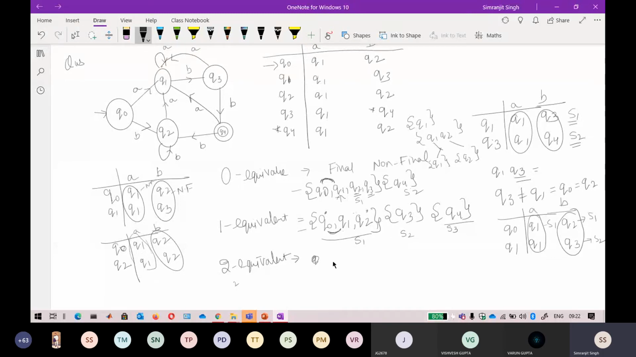So I cannot place Q0 and Q1 together, which is why I have broken the set, but I have to place Q2. Where I place Q2 depends upon the equivalence property. First I will check with Q0. If it is equivalent with Q0, I will place it here; if it is equivalent with Q1, I will place it there. So I am checking Q0 and Q2, for A and for B.